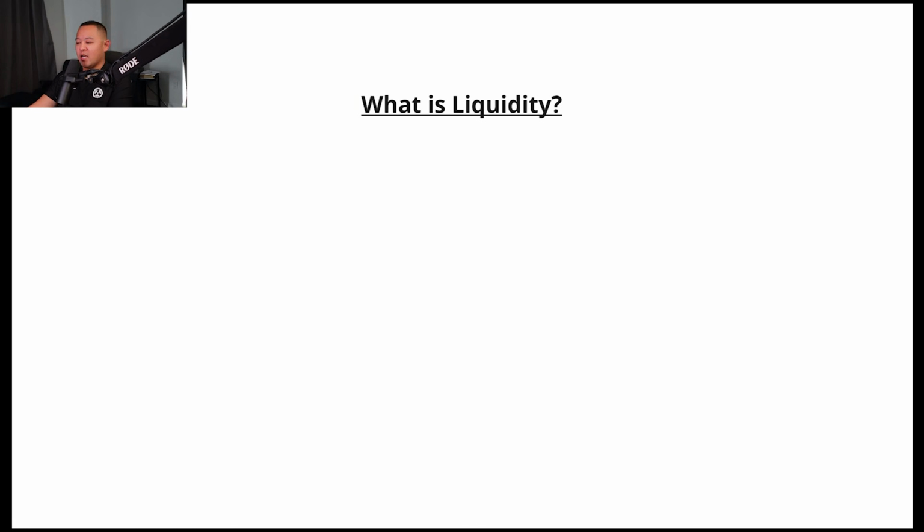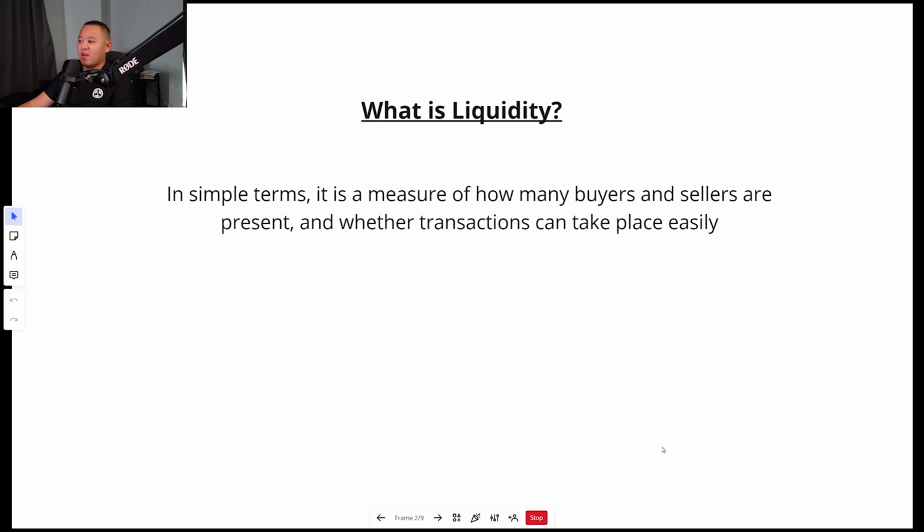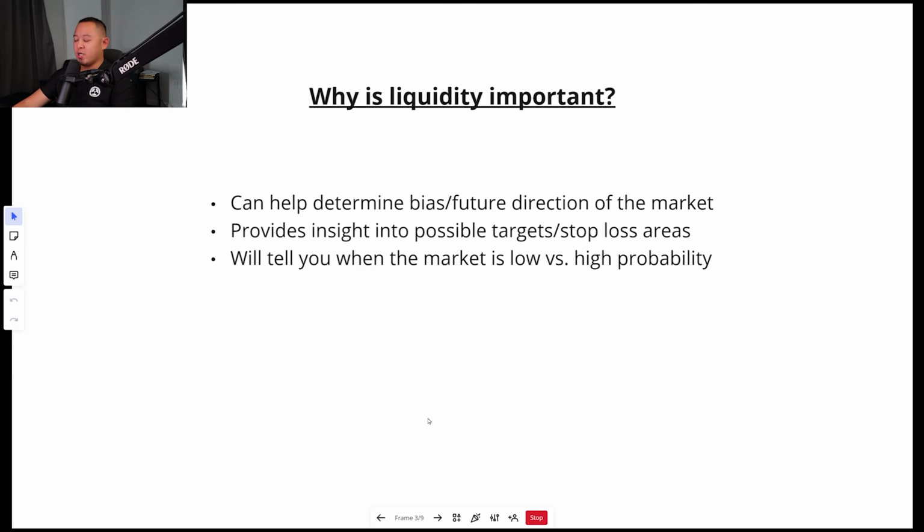So I'm going to teach you guys everything that you need to know about liquidity. All right, first of all, what is liquidity? In simple terms, it's a measure of how many buyers and sellers are present and whether transactions can take place easily, right? Very simple definition. But when we're trying to analyze the markets, what can it do? It can help us determine a bias.